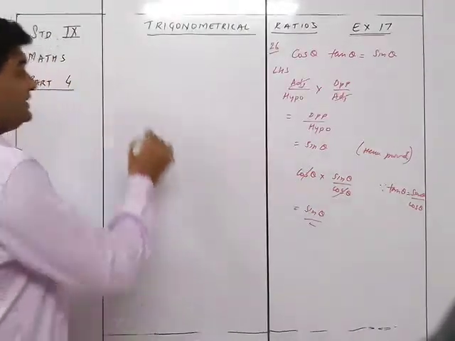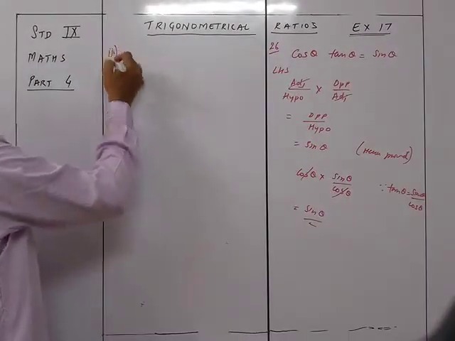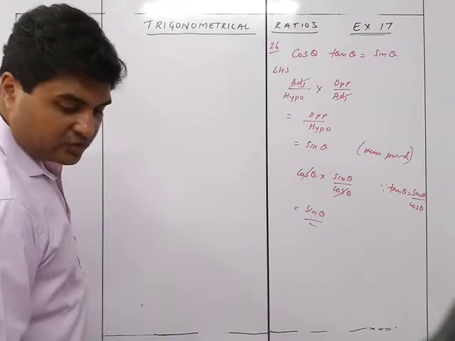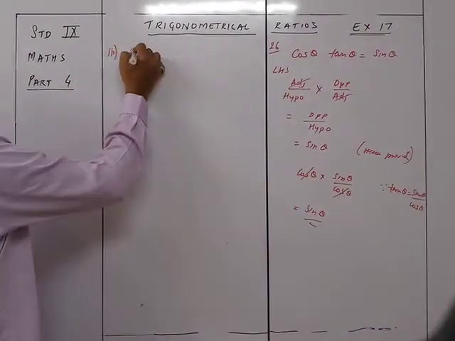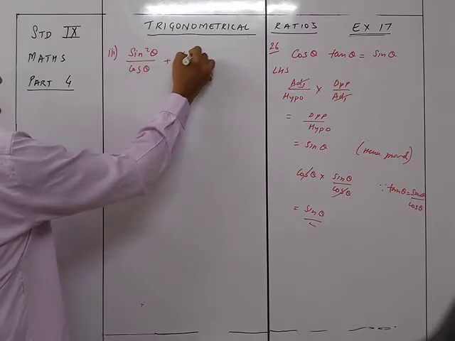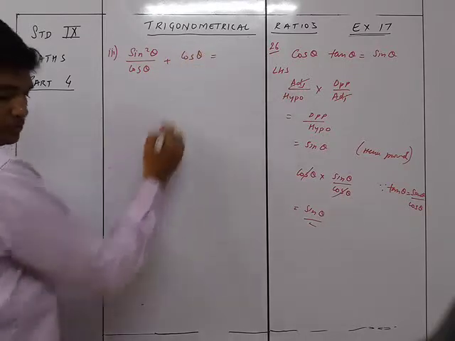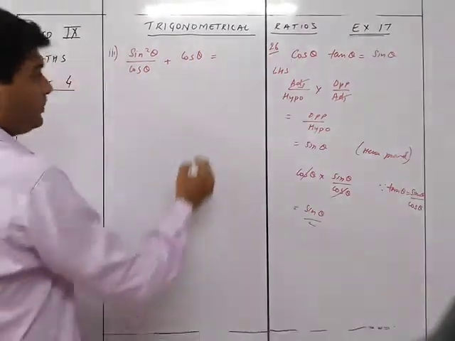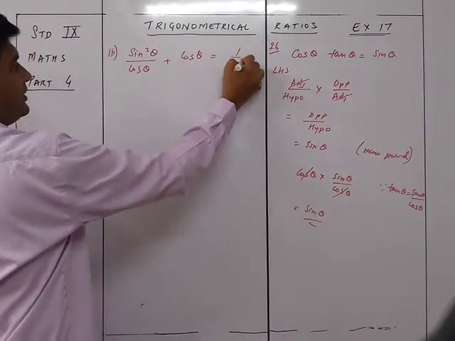We see the third sum in 26, that is sine square theta upon cos theta plus cos theta is equal to 1 upon cos theta. This is the question.